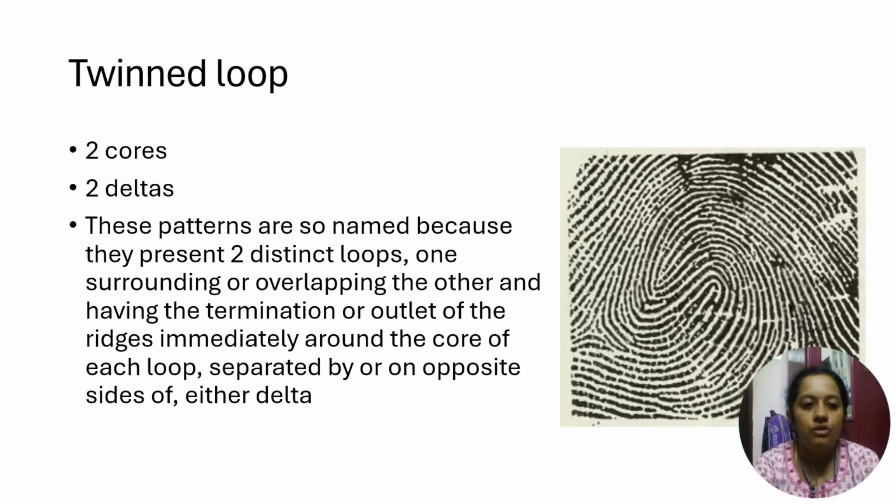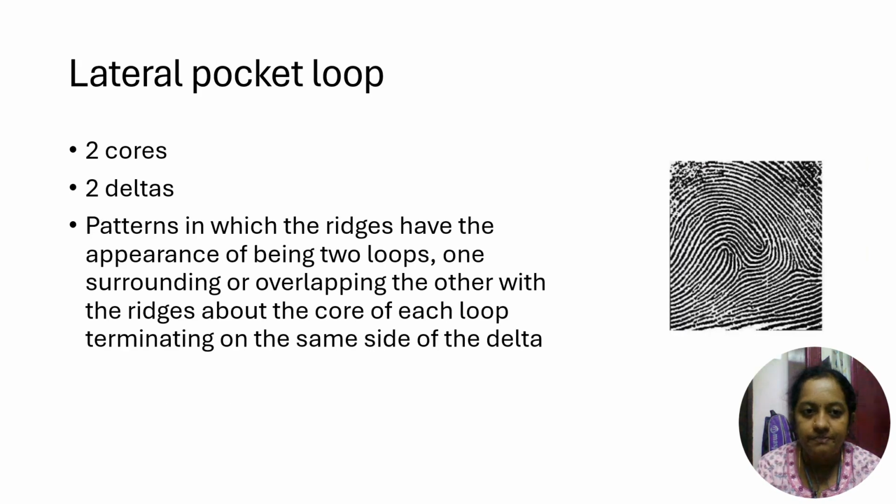Next is twinned loop. Twinned loop always will have loops like this. So one will be facing one direction and the other will be facing the other direction. So in twinned loops, there will be two cores and two deltas. And these patterns are so named because they have two distinct loops, one surrounding or overlapping the other.